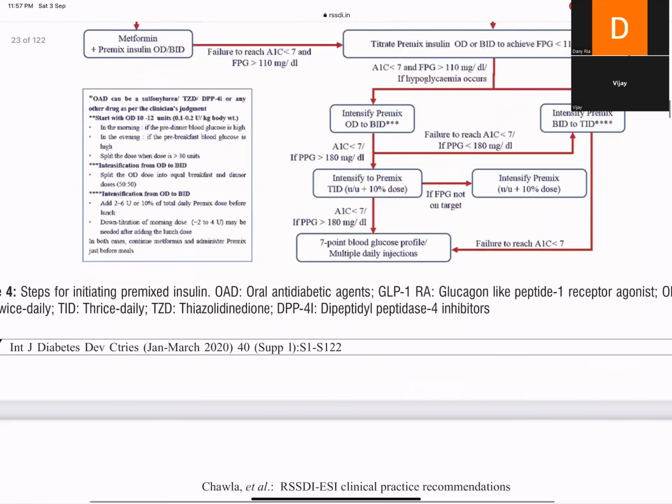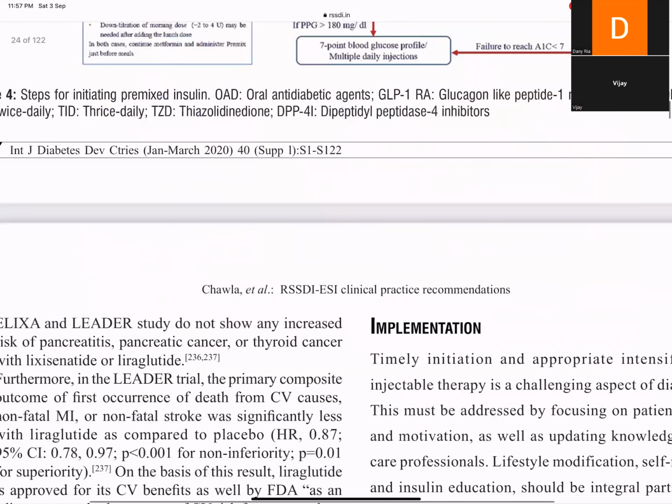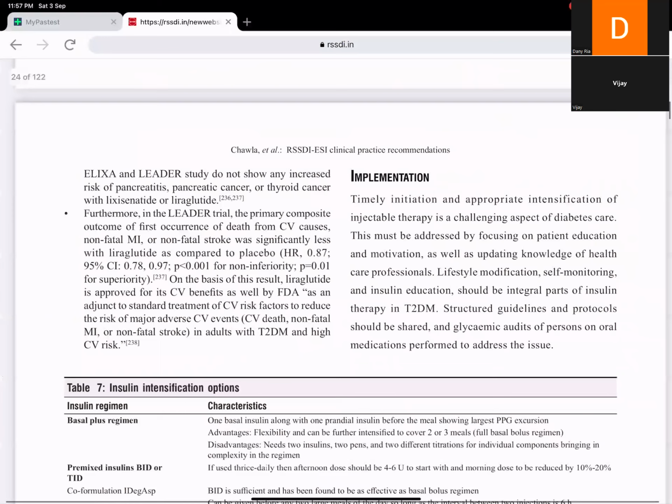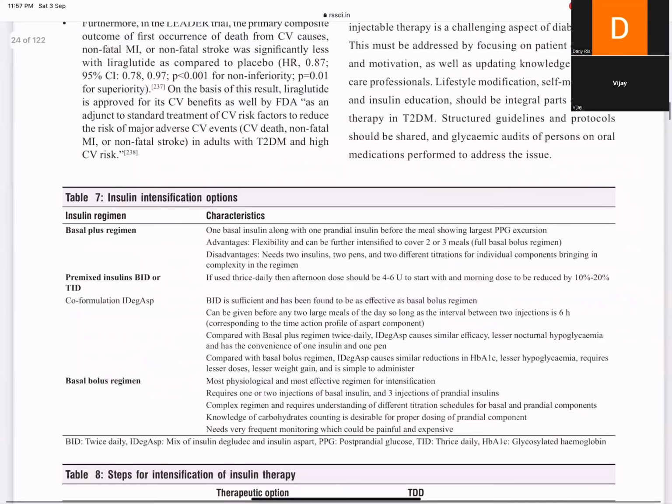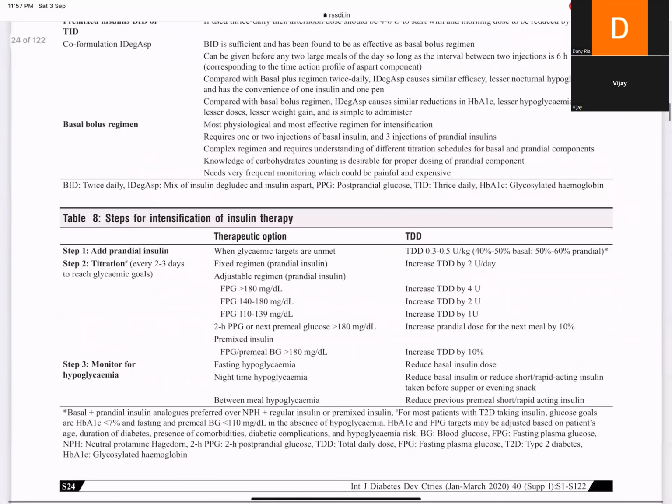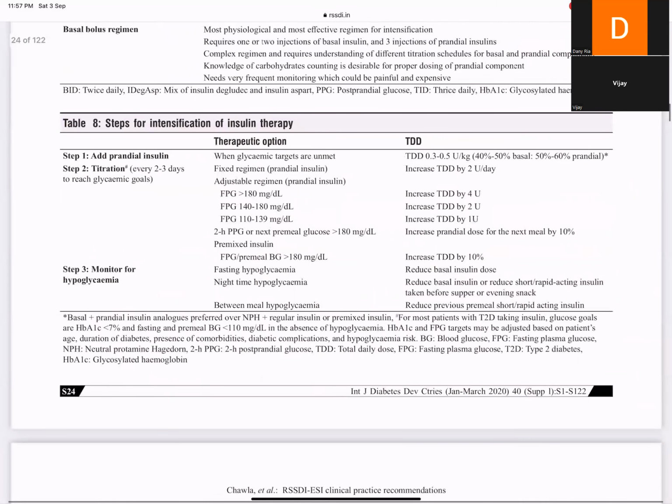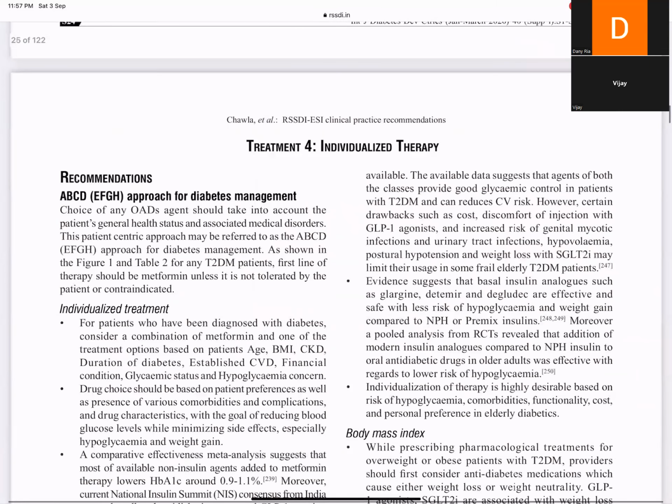Okay, this is what we discussed. The regimens are given here. You can read it. Steps for intensification. Any doubts here?